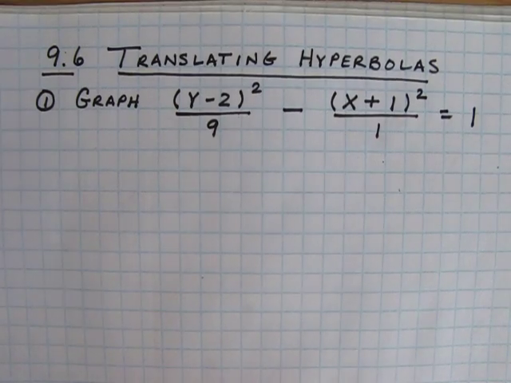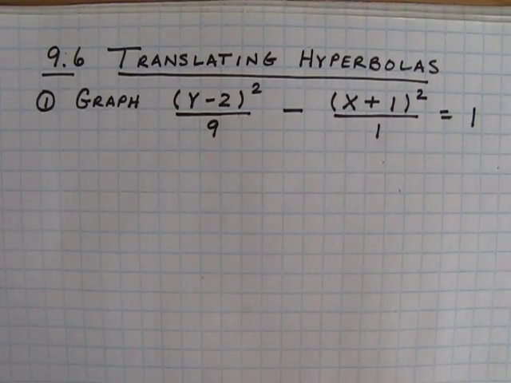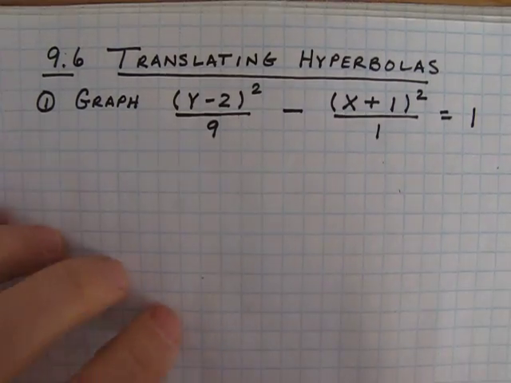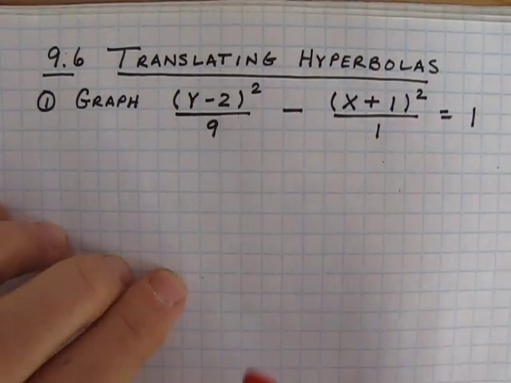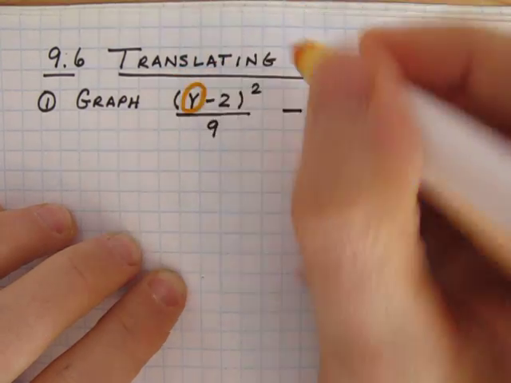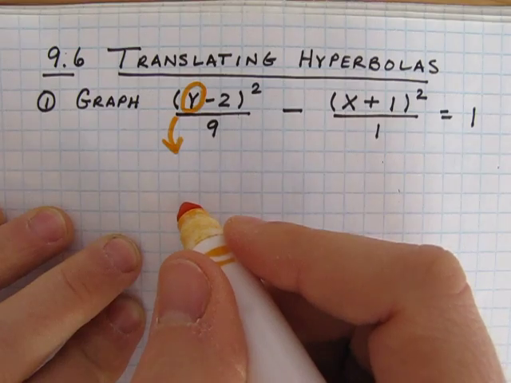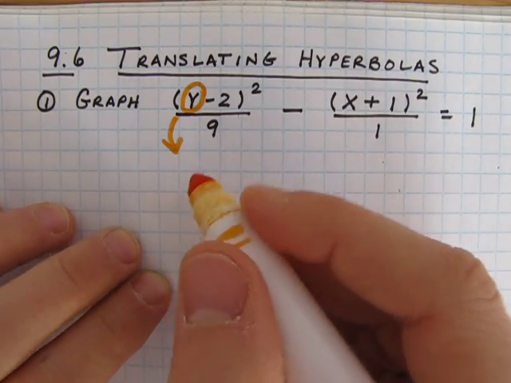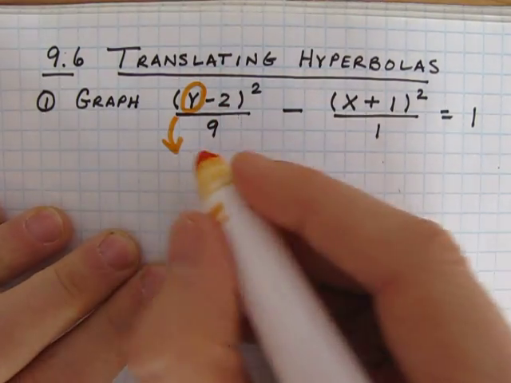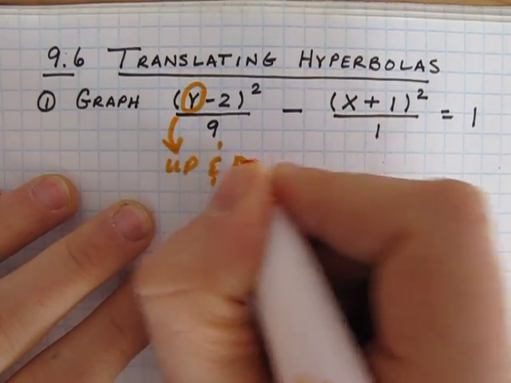So the first step in graphing is to identify which axis is going to have the hyperbola. Is it going to be an up-down hyperbola, or is it going to be a left-right hyperbola? What we do is we look at the first term. This first term here is a y term, and that tells us that it will be in the direction of the y-axis. The y-axis is vertical, up, down, so this is going to be an up and down hyperbola.